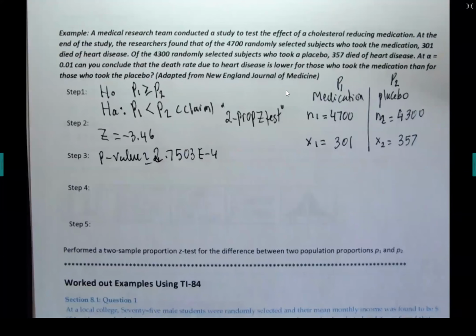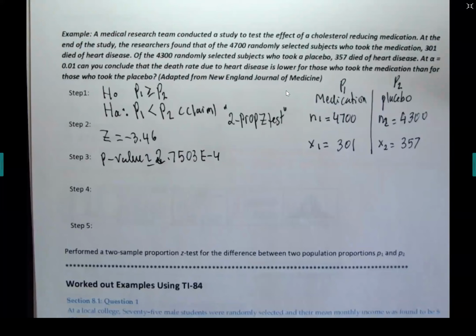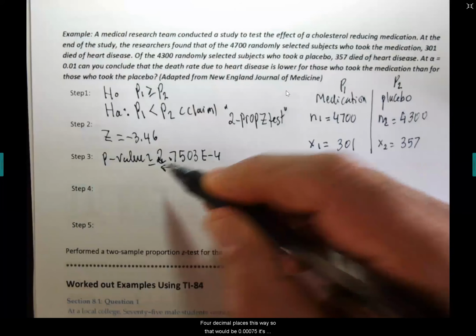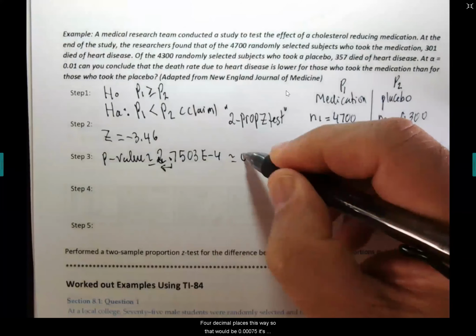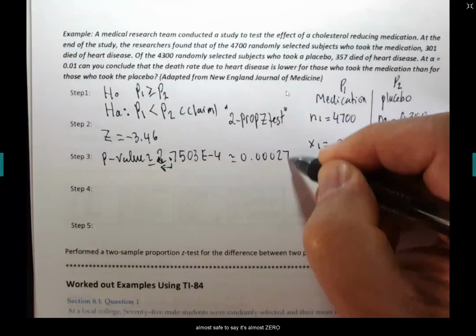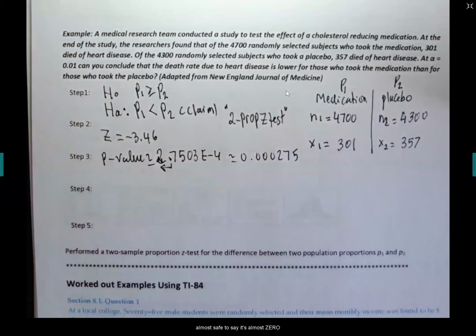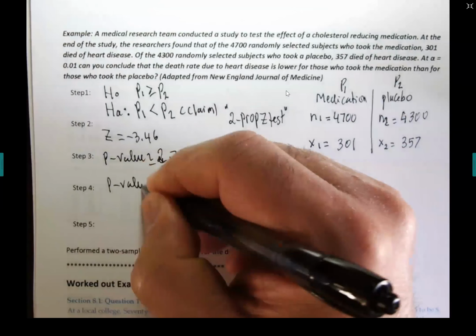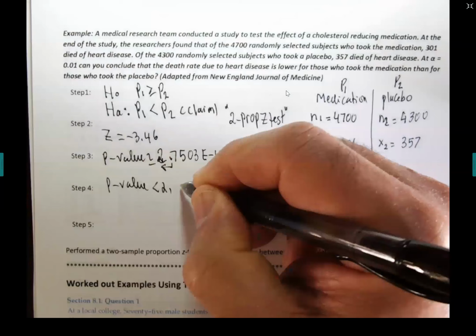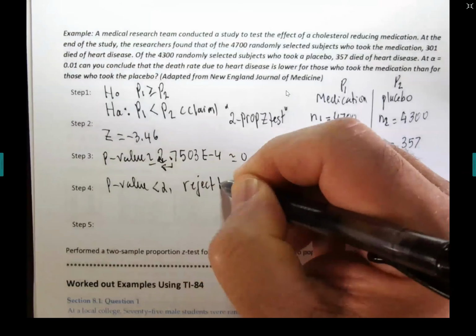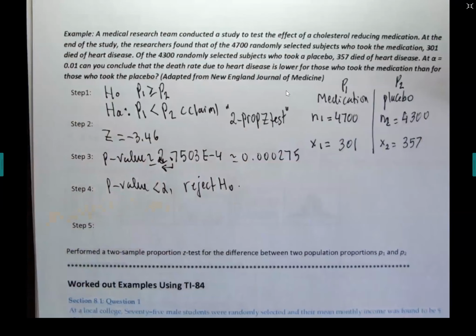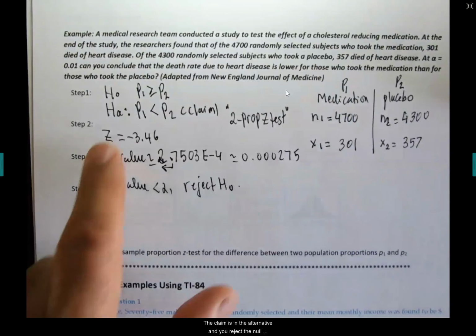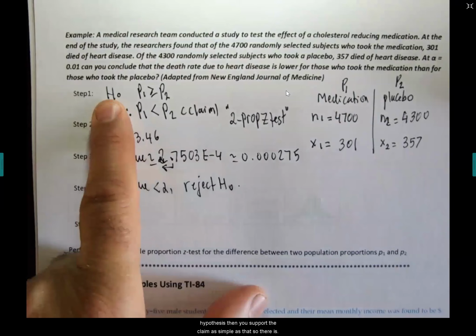That means, guys, you have to move this decimal 4 decimal places this way. So that will be 0.000275. It's almost safe, guys, to say it's almost 0. So your p-value for sure is less than alpha. We reject H0, the null hypothesis. And then step 5. What do we do with step 5? We write a conclusion. The claim is in the alternative, and you reject the null hypothesis, then you support the claim. As simple as that.